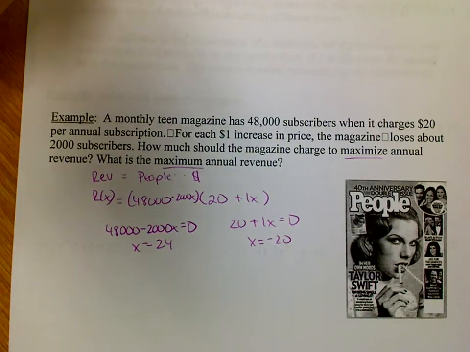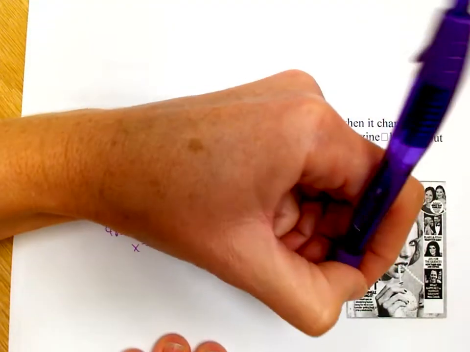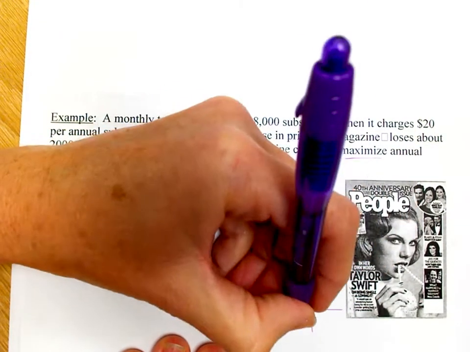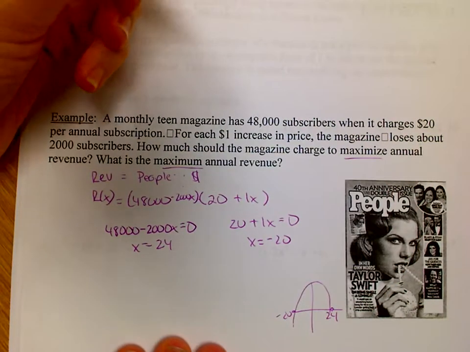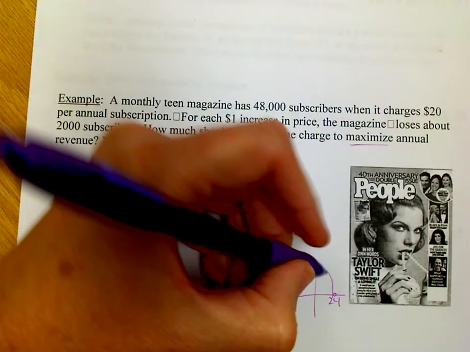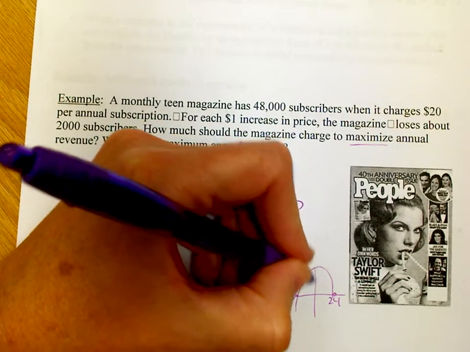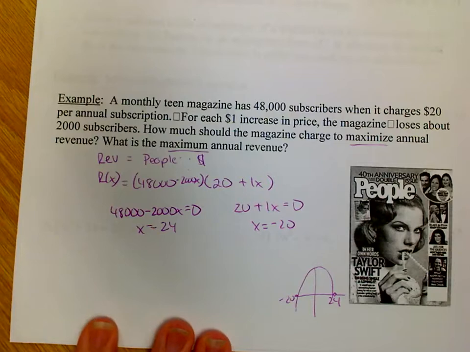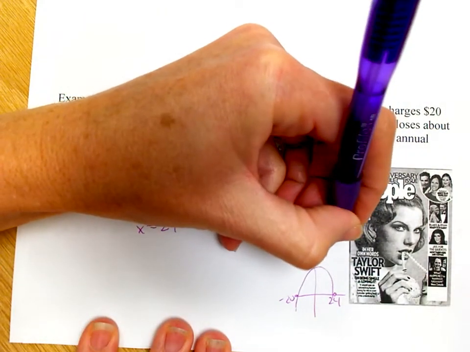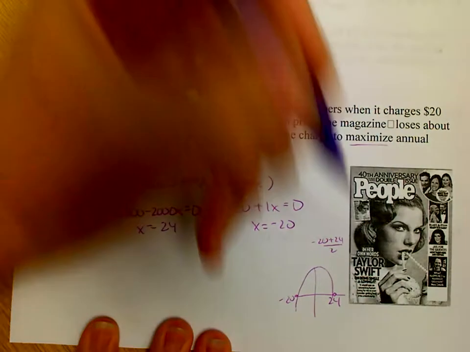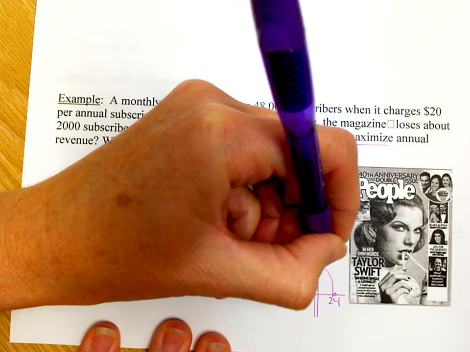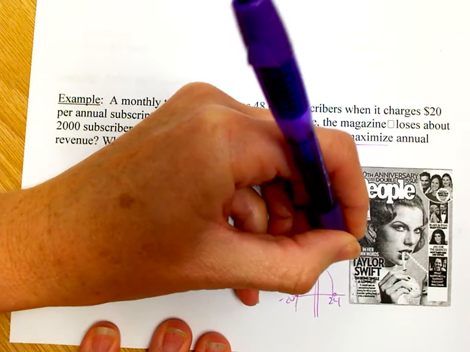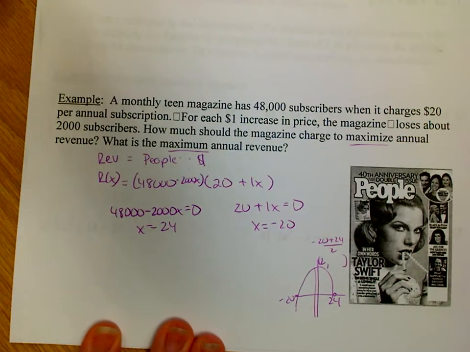Well, thinking back to our graphing, that means that our parabola crossed at negative 20 and at 24. If you remember from intercept form, the vertex, which is going to be our maximum, is right in the middle of those. And so we can find the middle of those two by averaging them. And what we end up with is our line of symmetry at x equals 2. And so we know our vertex has an x coordinate of 2.